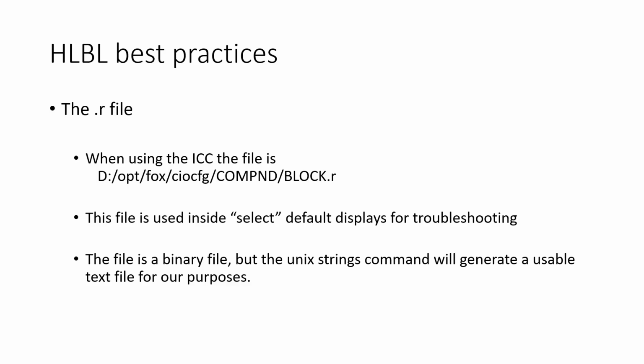Next thing we'll look at is the .r file. The .r file is the reference file. When you're using the control configurator and you compile your block, it's going to provide this, and it will put that inside of select and show what's going on for troubleshooting. The file is binary, but the Unix strings command will generate usable text for things that we might want to do with it. And so that's very handy to have too. So let's take a look at that.